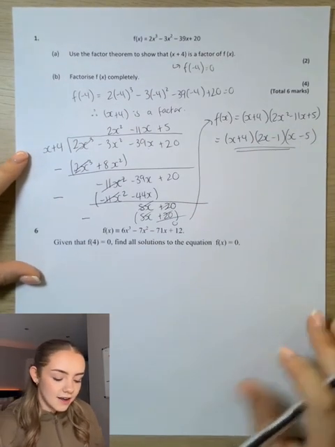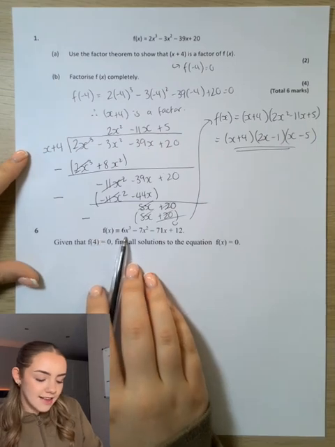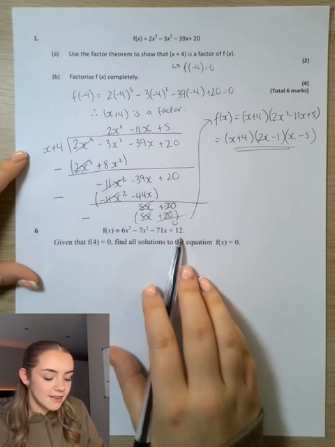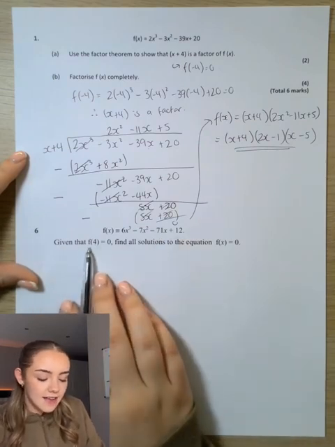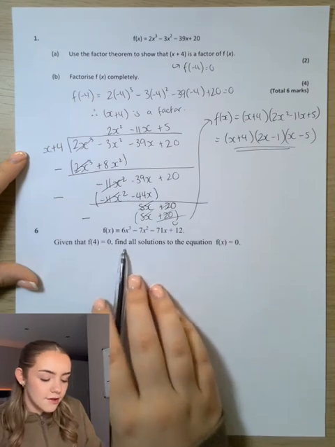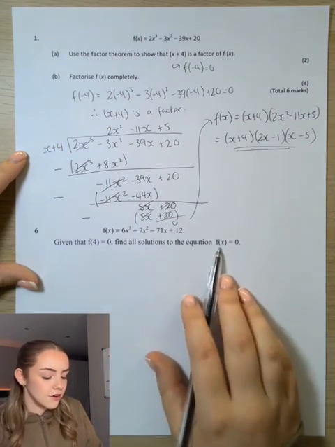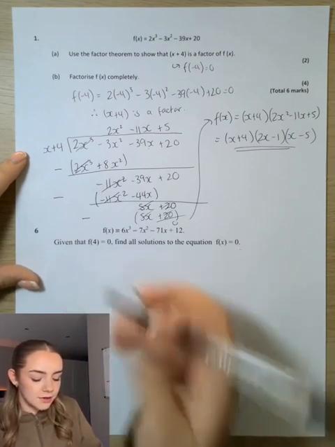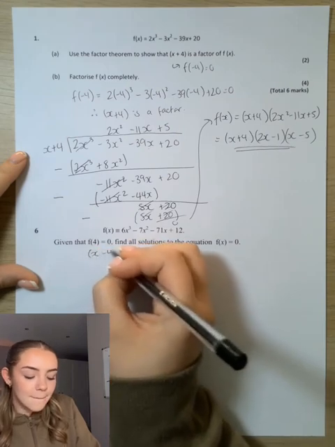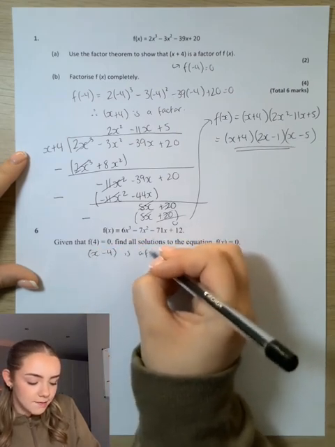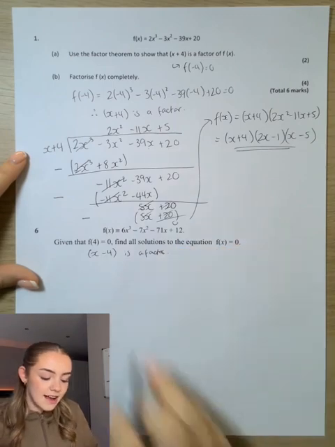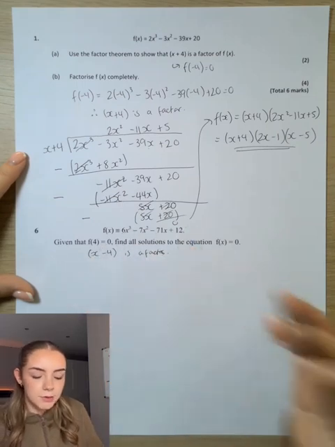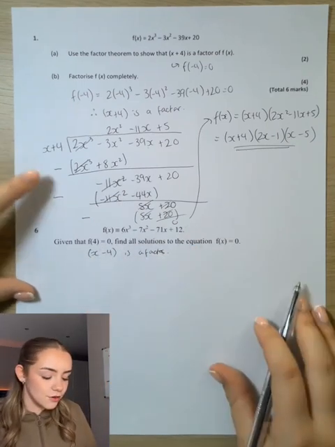Now if we look at the next one, so we've got f(x) is equal to 6x cubed minus 7x squared minus 71x plus 12. And given that f(4) equals 0, find all the solutions to the equation f(x) equals 0. Now if f(4) is equal to 0, that must mean that x minus 4 is a factor. So we know that x minus 4 is a factor, so we can take this factor out, see what we're left with. We will be left with a quadratic again, and then we can solve from there.